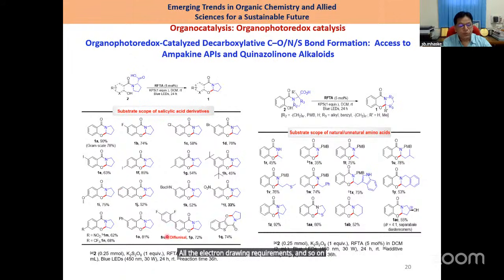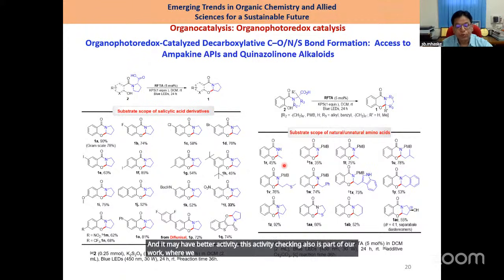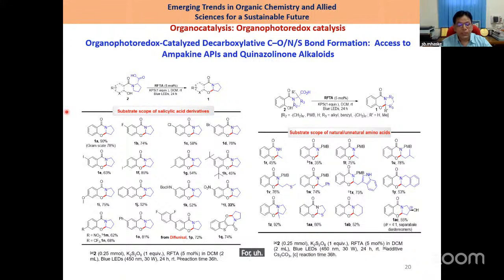And we also showed that we can form a hybrid molecule. This is actually a part of a drug, so we could couple it with the proline, and it may have better activity. This activity checking is also part of our work, where we give the molecule to the biologist for screening, and it is under screening currently.